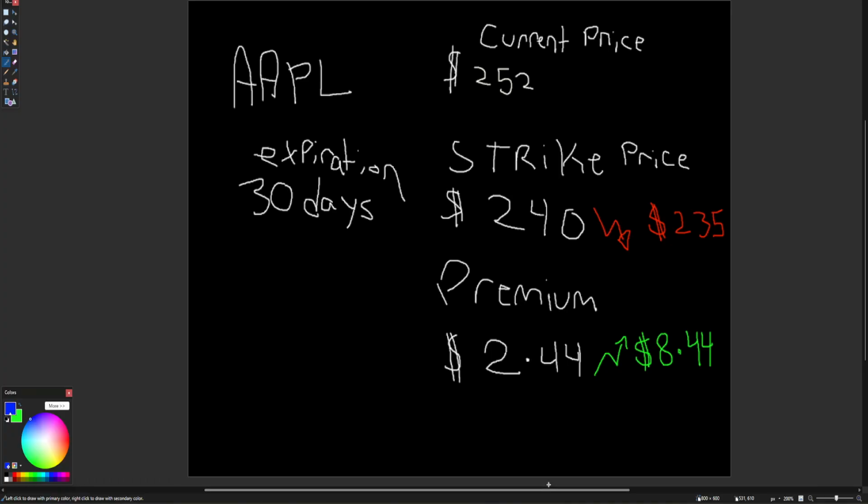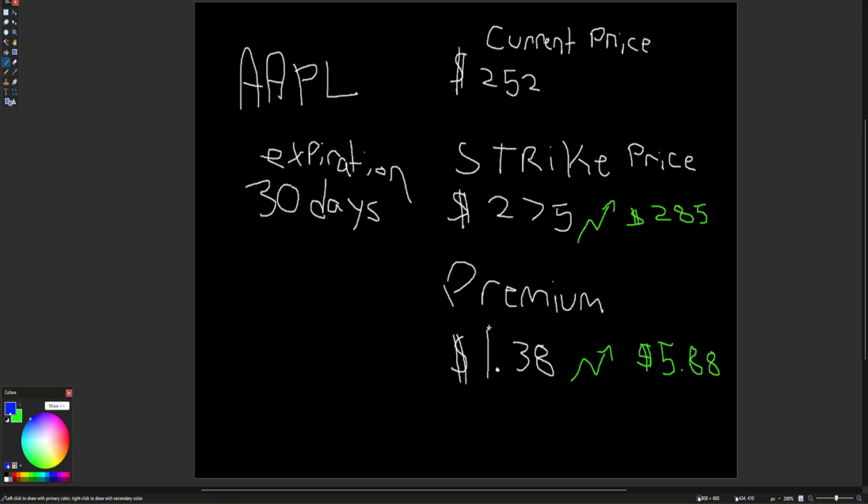Now, let's go back to that example that we talked about. Because this contract is allowing you to buy one share at one price, this premium only reflects one share. So, because these contracts are always in bundles of 100, the cost of this contract is not really $2.44, but rather it's $244. Let's go back to the other contract example. With this, you're not trading at $1.38, because it's not just one, it's 100 shares. The cost of this contract is $138.